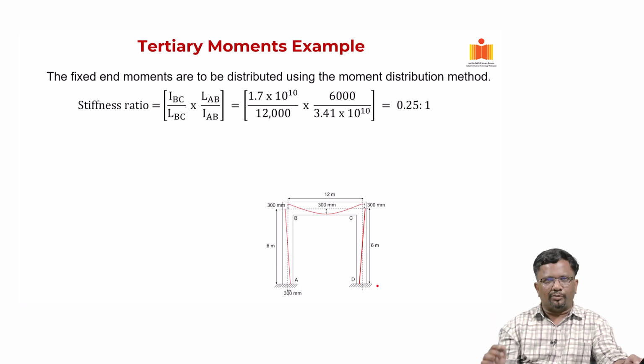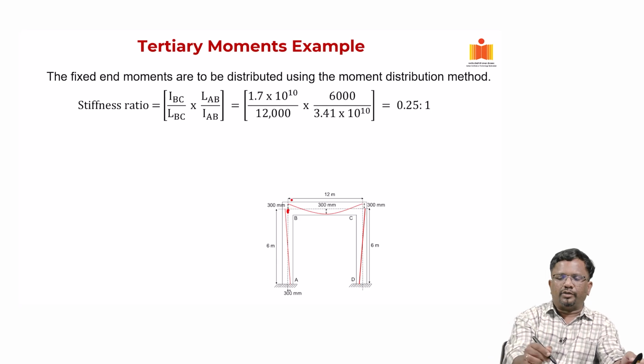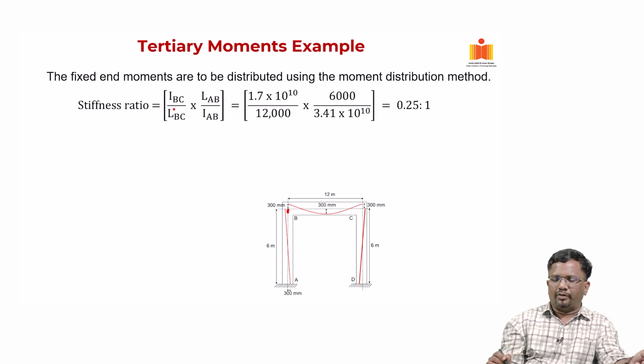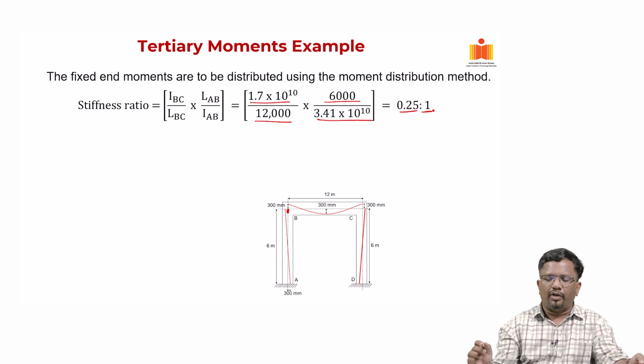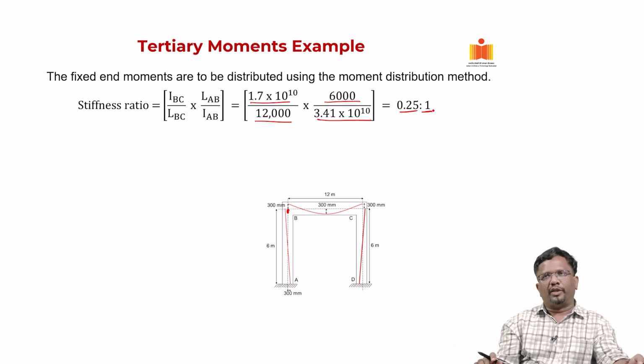Let us assume that elastic modulus is all same. So, in this particular joint, when you look at it, I_B by L_BC, where I is this and L is this, then I by L for the beam, which is again 6 meter, which is 6000, divided by the moment of inertia for the column, which is quite high. So, 3.41. So, you can see that the stiffness of the beam is 1/4 to that of column. Okay. So, that is what it is.